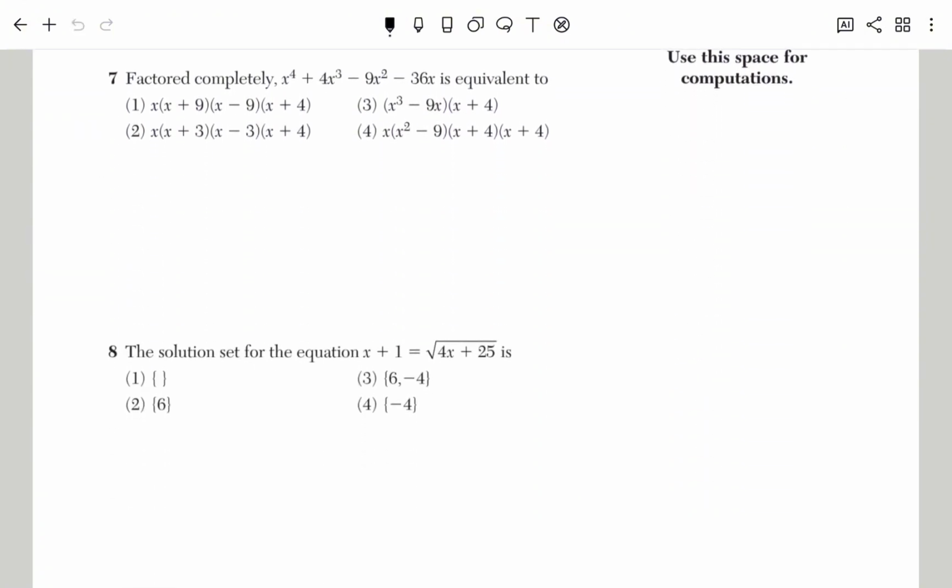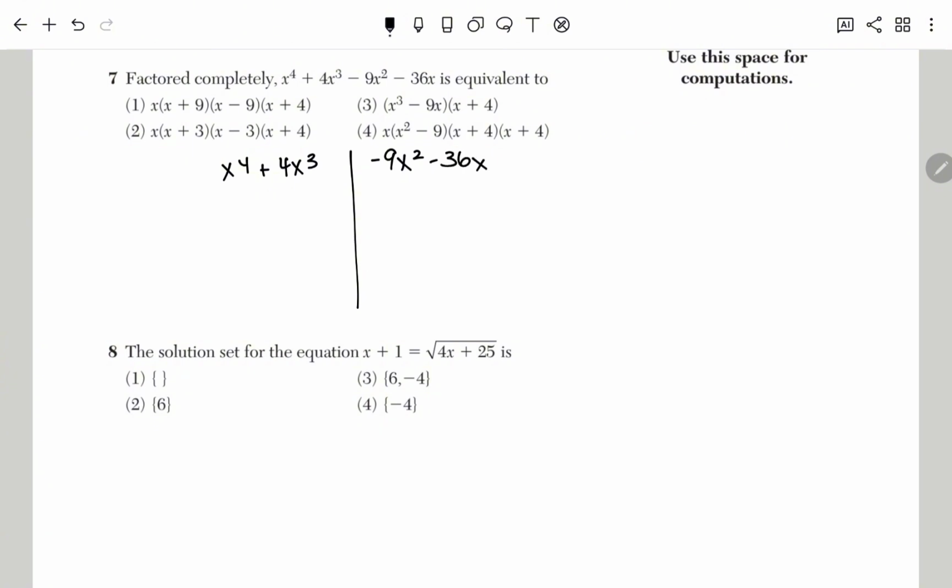Question number 7. Factored completely, x to the 4th plus 4x cubed minus 9x squared minus 36x is equivalent to. So we're going to factor. So we're going to split it down the middle. x to the 4th plus 4x cubed, on the other side minus 9x squared minus 36x.